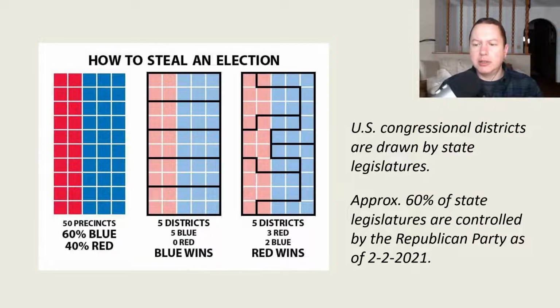Approximately 60% of legislatures are controlled by the Republican Party as of February 2nd, 2021. And then there are a substantial number of state legislatures that are divided between 2 parties, and a significant number that are controlled by the Democrats, like Illinois and California. However, the Republican Party as a whole has placed a heavy emphasis on winning state legislative elections, whereas the Democrats have placed a heavy emphasis on winning the White House.